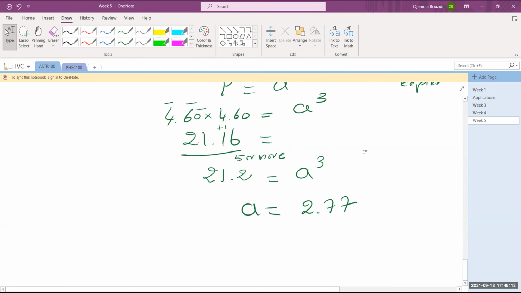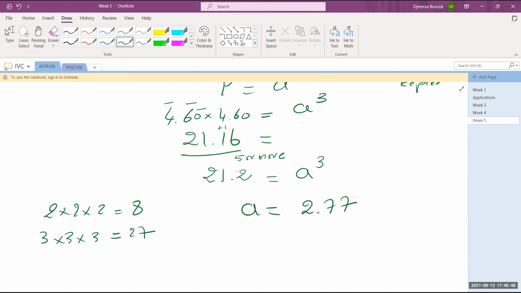Okay, let me talk a little bit about this number. If I cube the 2, that means 2 times 2 times 2. This is 8, because 2 times 2 is 4 times 2 is 8. Now, if I go higher than this number, which is 3, well, the cube of 3 is 3 times 3 times 3. 3 times 3 is 9 times 3 is 27. It's more than 21.2. That's why the answer is between 2 and 3, because the cube of 2 is less than 21.2, and the cube of 3 is more than this number. So that's why the answer is between the two.